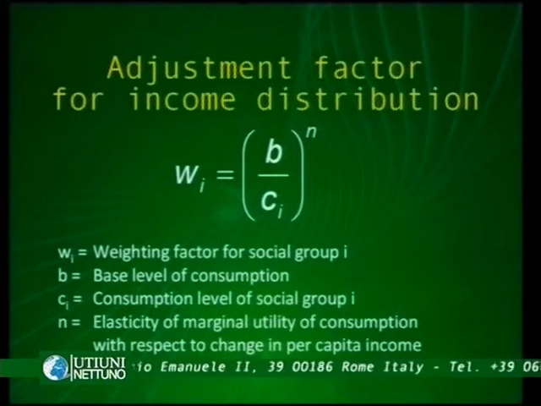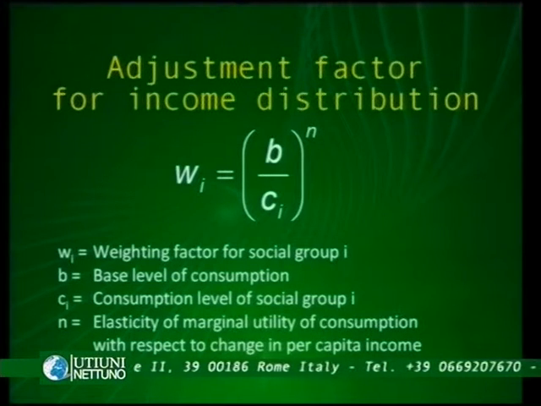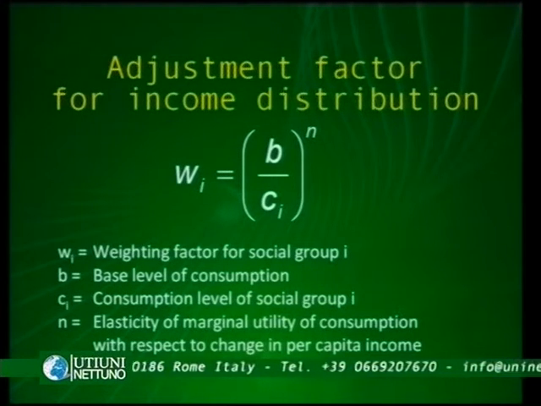So here, this means that N is equal to 0, so the total weighting factor, independently of the value of B and CI, will be equal to 1, and so there is no need for adjustment. The weighting factor will be equal to 1. And so any increased unit of income going to social group I is not of higher or lower utility than the same unit of income accruing to a different social group. So this is the basic meaning.